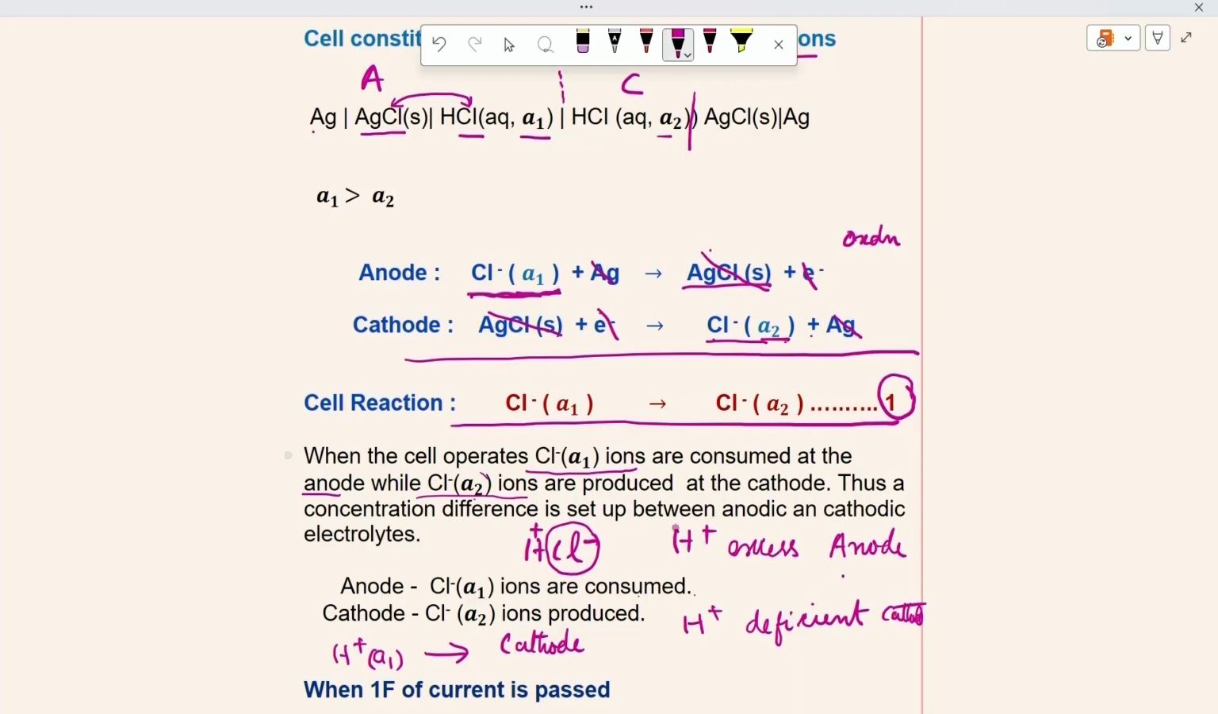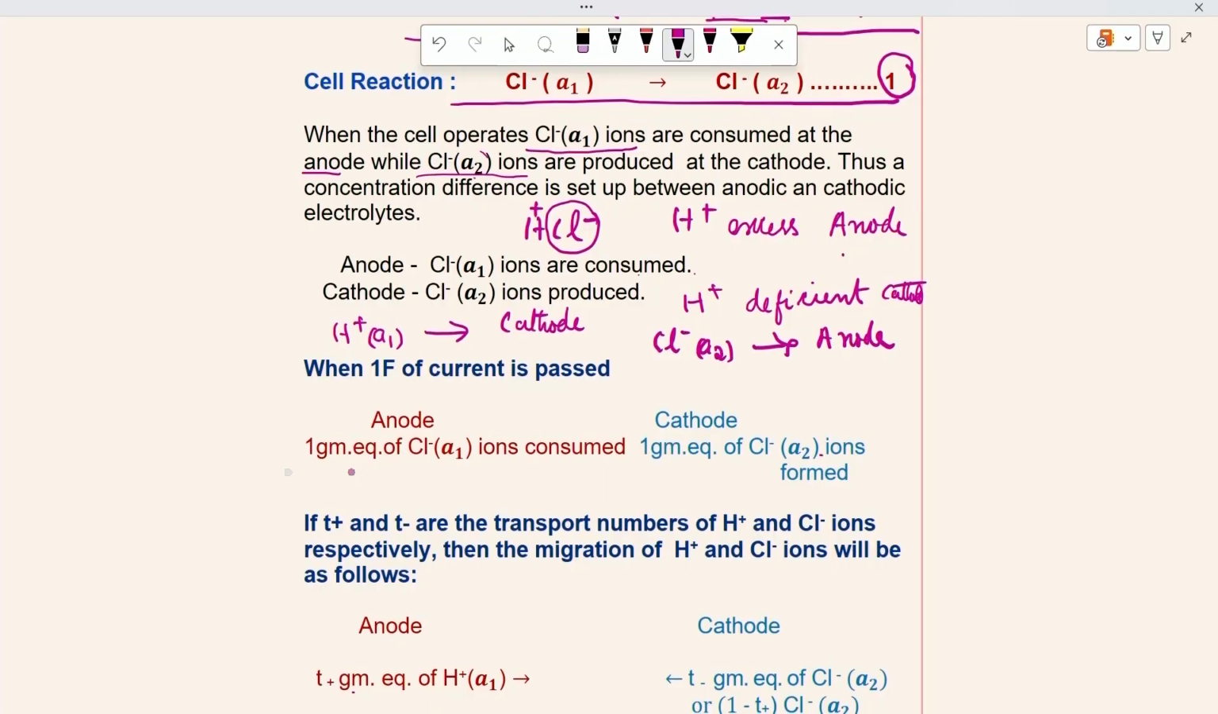At the same time, at the anode, you have excess of chloride ions, right? But the activity is A2, and they tend to migrate towards the anode where they expect to combine with the H plus ions and then neutralize their charges. So there is a tendency for these two.